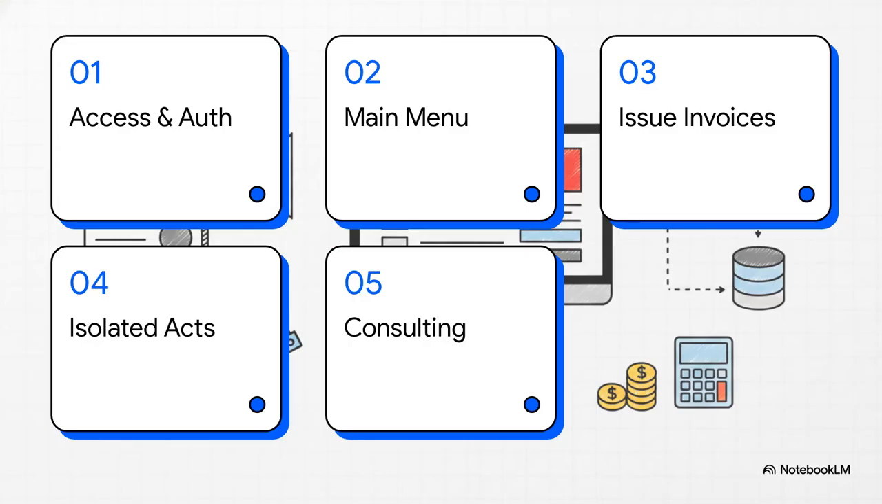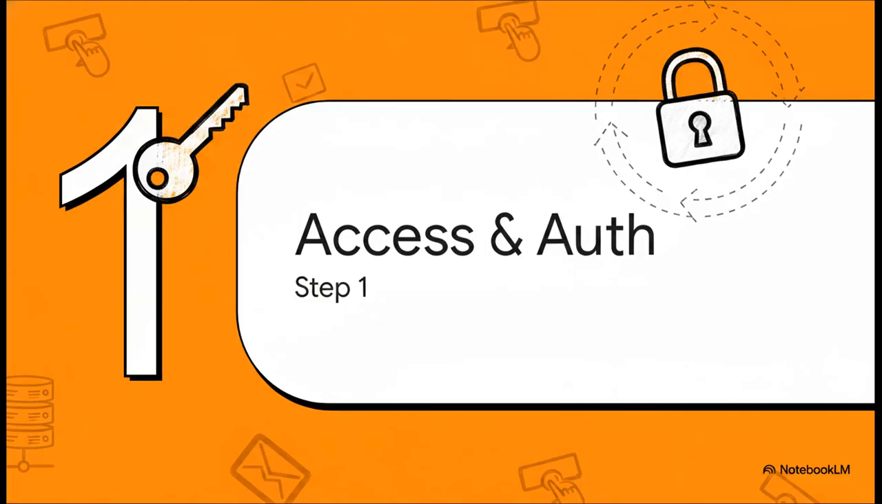Okay, here is our roadmap for today. We've got 5 steps to conquer. 1. Access and authentication. 2. Navigating the main menu. 3. Issuing invoices or receipts. 4. How to issue isolated acts. And 5. Consulting and managing your documents. All right, let's kick things off with Section 1, Access and Authentication.